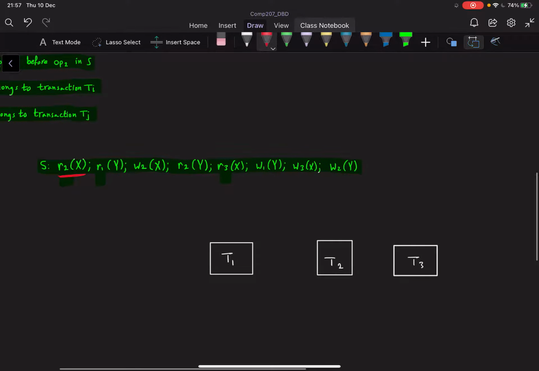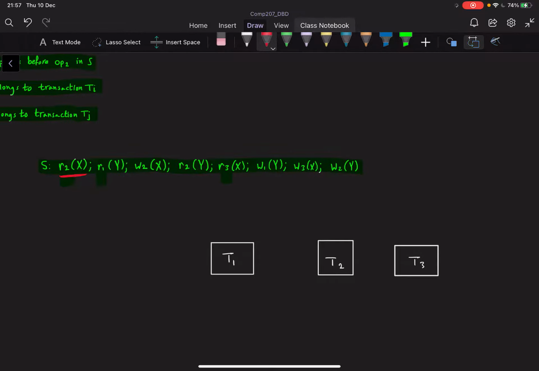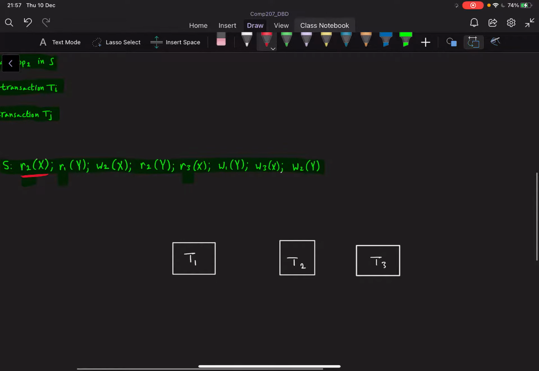Let's see the third. Is it reading on X? Yes, but it is the second transaction, so we don't care about it. Let's see R2 of Y. Of course we don't care about it because this is also a read operation. R3 of X, again a read operation. Now we are reading W1 of Y. Again, we don't care about it because the element is not the same. We go for the next, which is W3 of X.